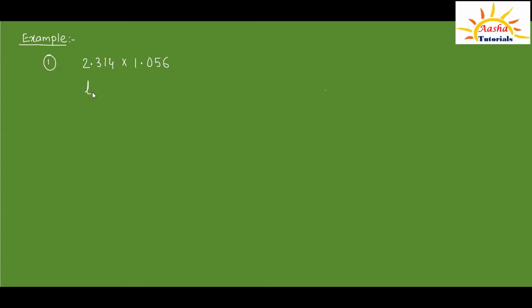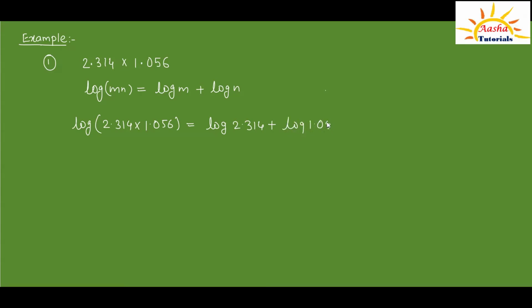We know that when there is a product of two numbers and we take the log of that, we just need to add the logs of those numbers. This is the product rule that we have to use over here. So if I take the log of this product of two numbers, 2.314 into 1.056, then I have to add the log of 2.314 and the log of 1.056. How do we find the log of this number? That we discussed in our previous lecture.